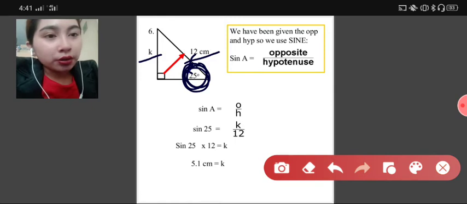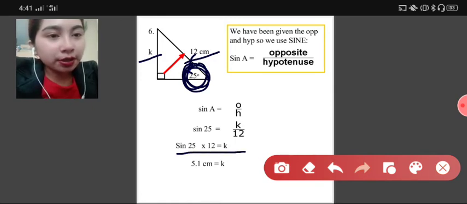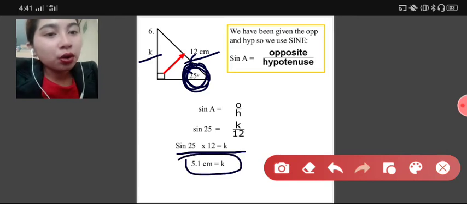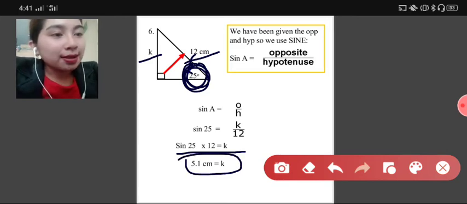So, sine 25 times 12 is equals k. So, sine 25 times 12 is equals 5.1 centimeter. So, k is equals to 5.1 centimeter.